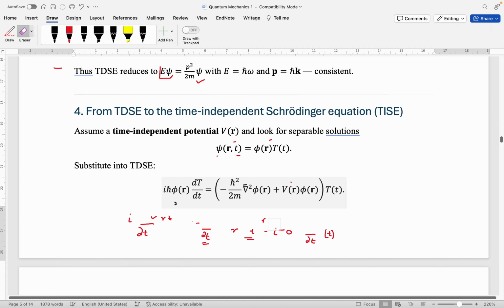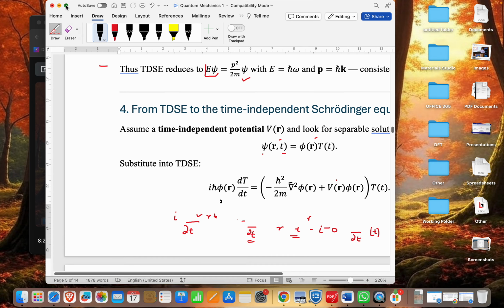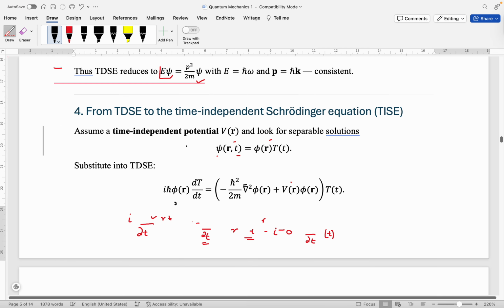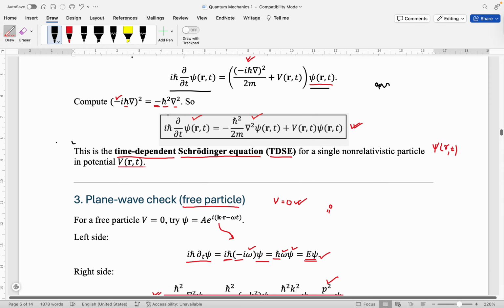So let's say I have got Schrodinger's time dependent equation as this. Let's say I remember this equation. But what is psi? Psi is a function of r and t. Now I want to get rid of t.